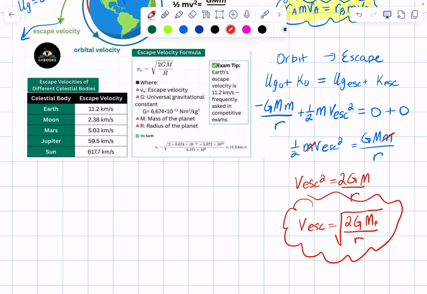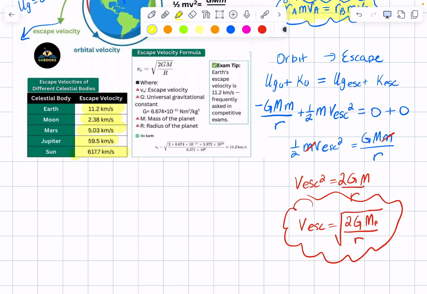This gives you some escape velocities: 11,200 meters per second for Earth. The gravitational field on the Moon is less, so 2,380. Mars is 5,030. Jupiter, 59,500. And then the Sun, 617,700 meters per second. That's how fast you have to be going to escape the gravitational field of the sun.